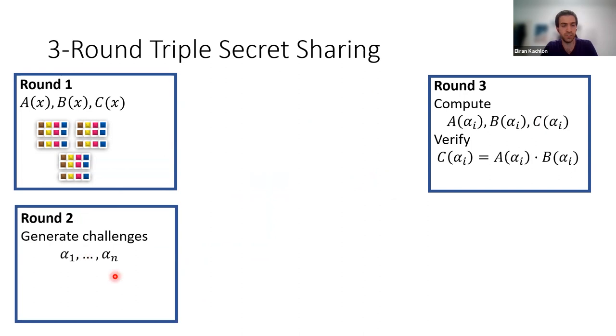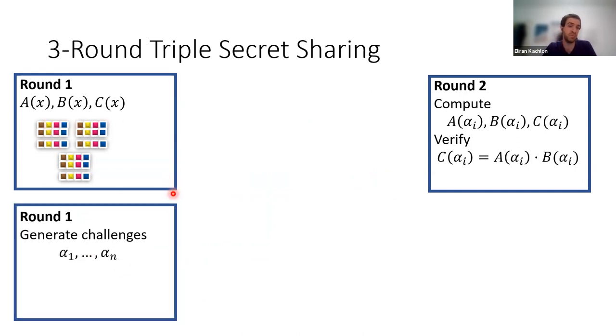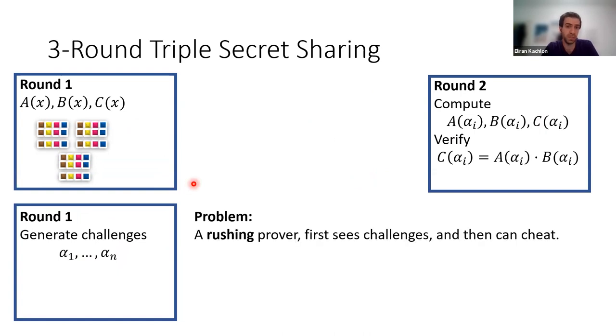Okay, so here is a naive approach. Let's try to generate the challenges at the same time that the prover picks the polynomials A of X, B of X, and C of X. So let's try this protocol, but it turns out that this protocol is not secure, and the problem is with the rushing adversary. A rushing adversary is an adversary that can first see the messages from the honest parties and only then send the messages of the corrupt parties. So if the prover is corrupt and rushing, then he can first see the challenges of the honest parties and only then pick those polynomials. And this means that he can cheat, okay? We will have a problem with the soundness. So this protocol is not secure.